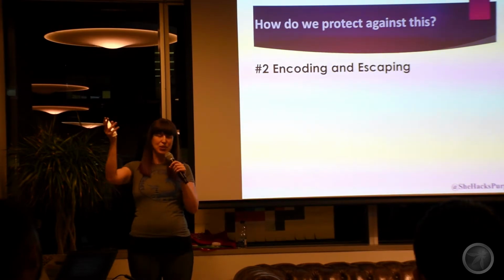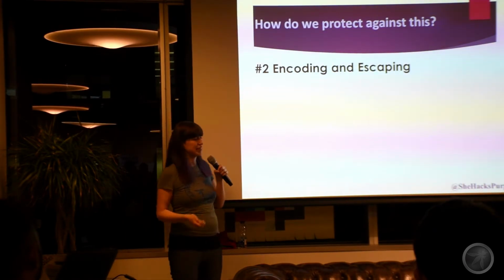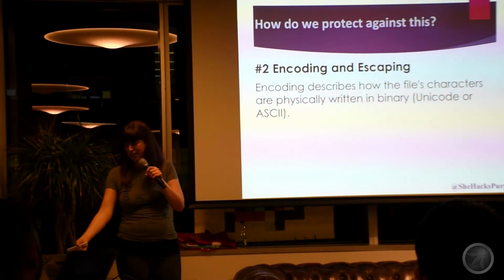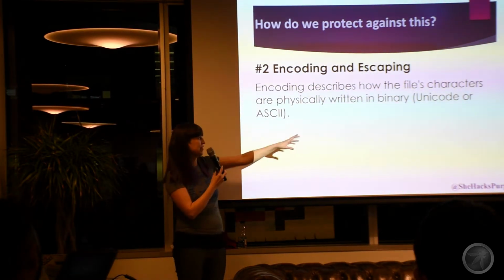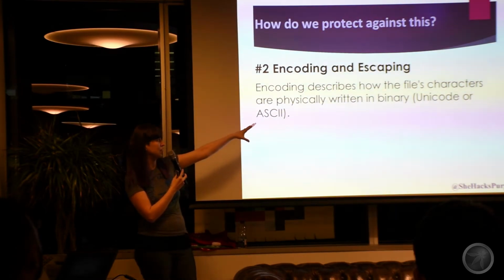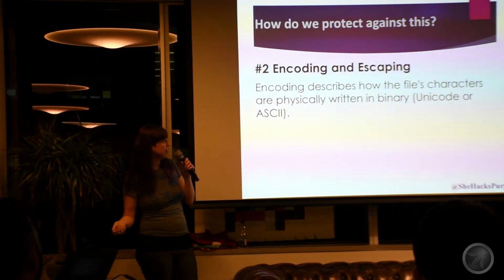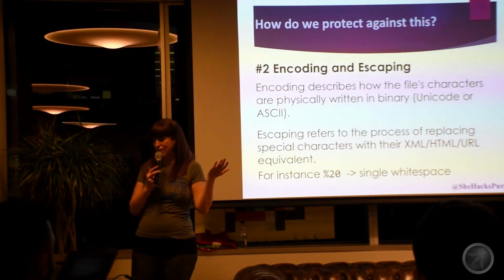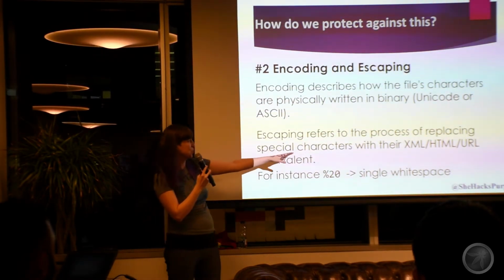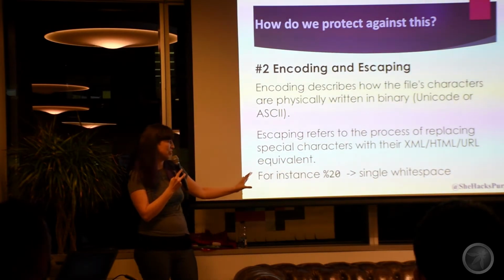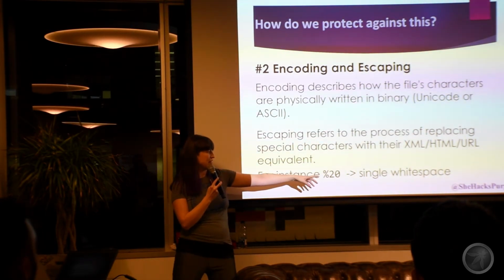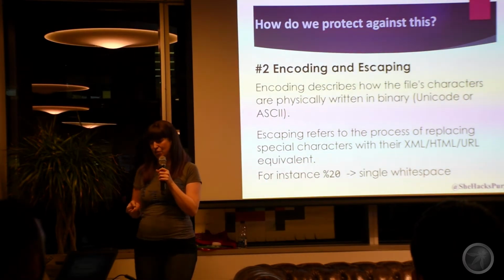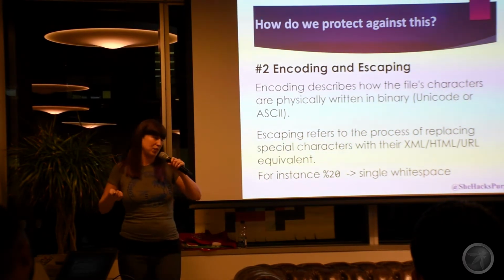Okay, so number 2 of our plan, encoding and escaping. Encoding describes the file's characters as they're physically written in binary, so Unicode or ASCII. Right? You have 2 choices. And then escaping is basically where you take the power away from special characters. So replacing special characters with their XML, HTML, etc. equivalent. So the single space in a URL is a %20. Right? So if you replace those, they have no powers anymore.